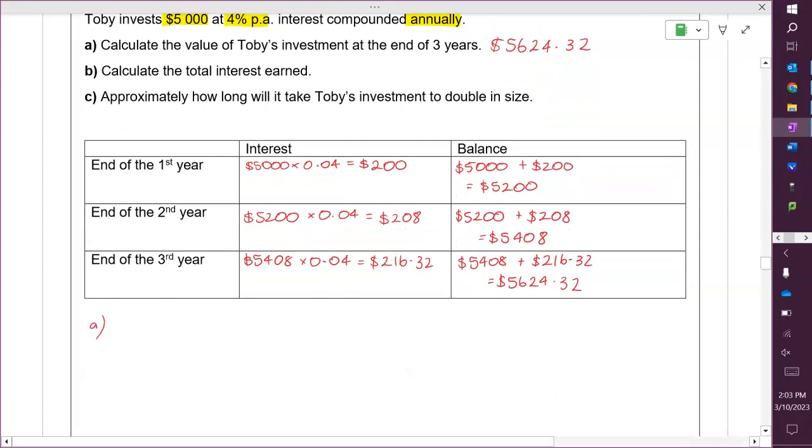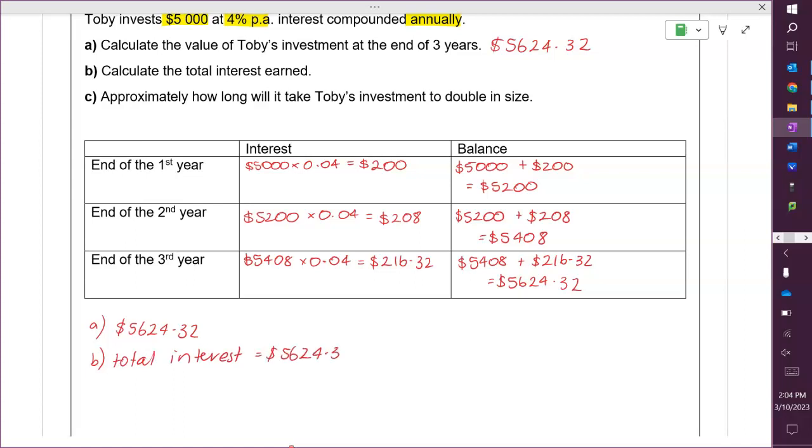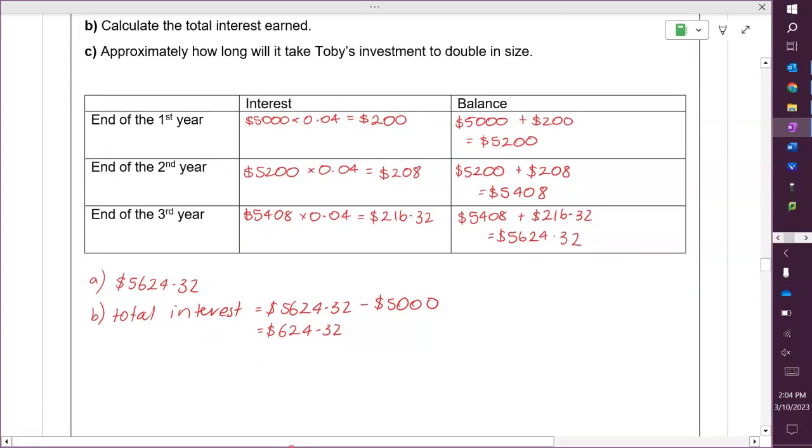So for A, we have the value of Toby's investment at the end of 3 years, which is $5,624.32. That's what we've calculated in our table. For B, calculate the total interest earned. So our total interest is we take what our balance was and we take away what our initial amount was. So our $5,000. So over 3 years, he's earned $624.32.